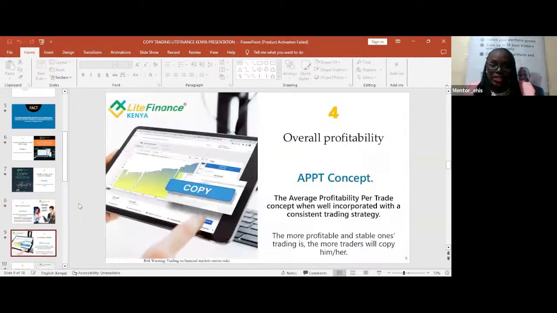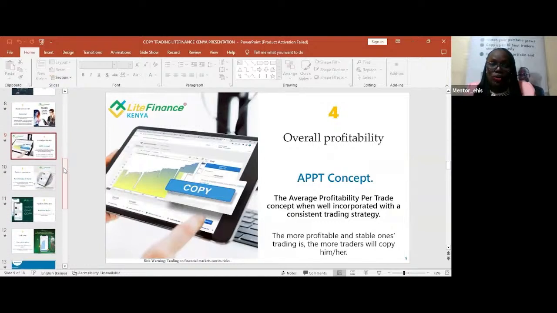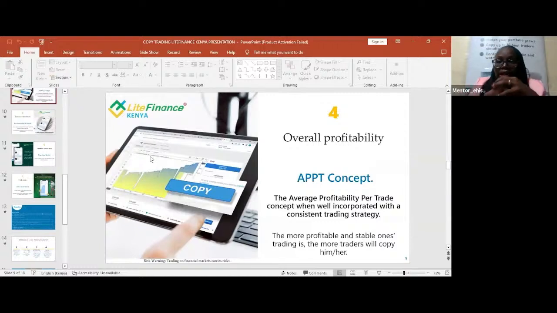And our next slide is step 4, overall profitability. On this overall profitability, we consider the APPT concept. That's the average profitability per trade. This is when it's well incorporated with a consistent trading strategy. You achieve this when there is consistency and when the profits and the loss rating are cooperating well. So when you are on this step in choosing who to copy, consider how profitable and stable one's trading is.